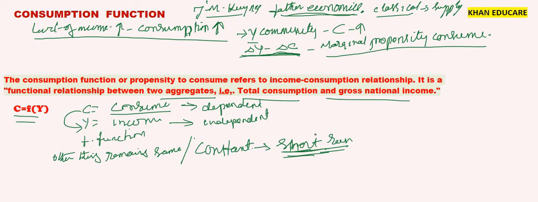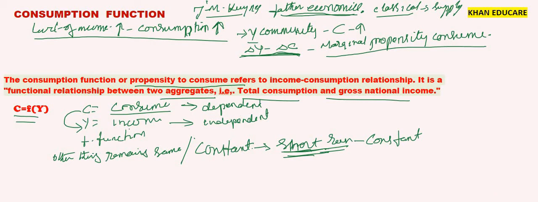All other influential factors will be constant, or we consider all possible influences on consumption as held constant. So once again we have to say consumption depends on income and propensity to consume.